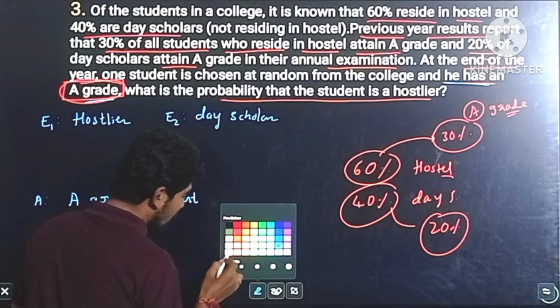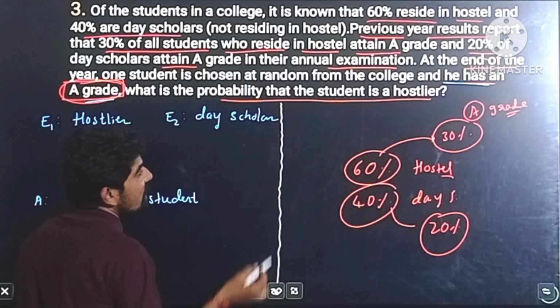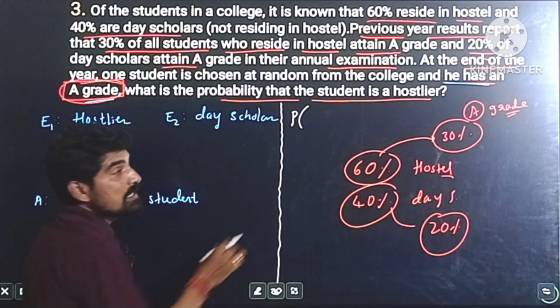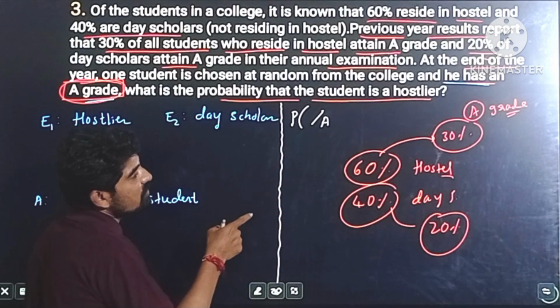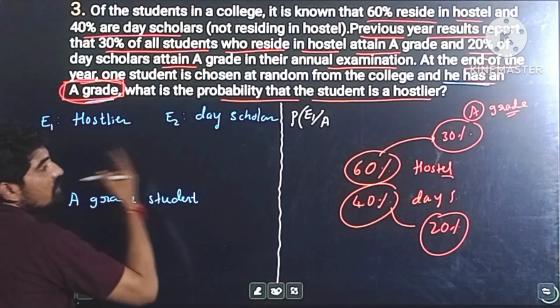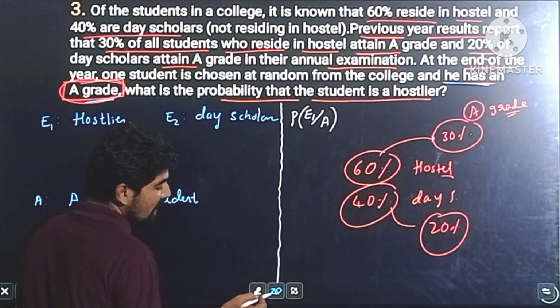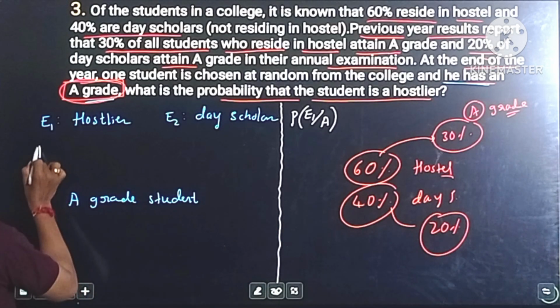And here we need to calculate the probability of the A grade student. So the given event is A, an A grade student from the hostel. Hostelier is event E1. Therefore the probability of E1 given A is the required probability. Now see here, we need to calculate the value of probability of E1.